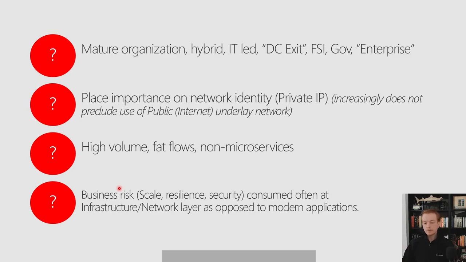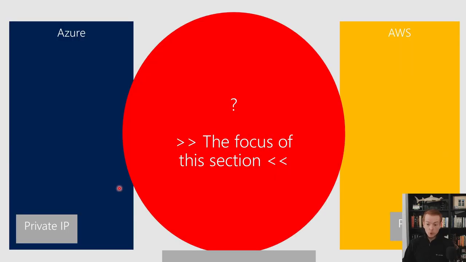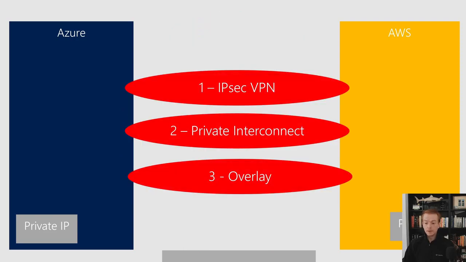But this is giving you the flavor of how these companies might differ to more born-in-the-cloud, the green companies I was presenting earlier. So this is the focus of this section. We're going to get into what does that red circle look like? What are my options for connecting private IPs between the various cloud providers? And I'm going to break this down into three subcategories.